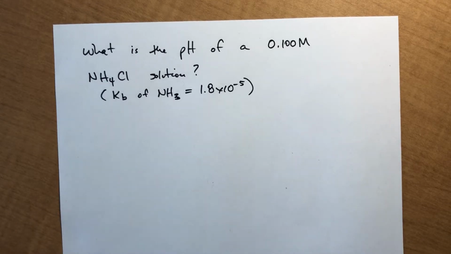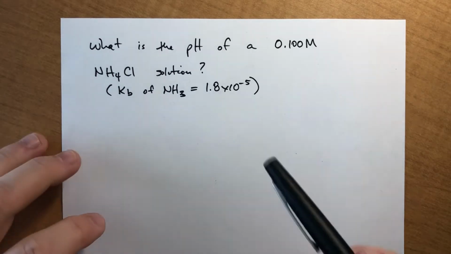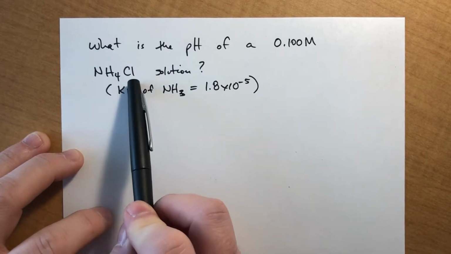Okay, in the last video we learned how to deal with salts as weak acids or weak bases. We're going to just do another example. So this is kind of a continuation of the last video. I just wanted you to have another example. So in this problem, we have NH4Cl.